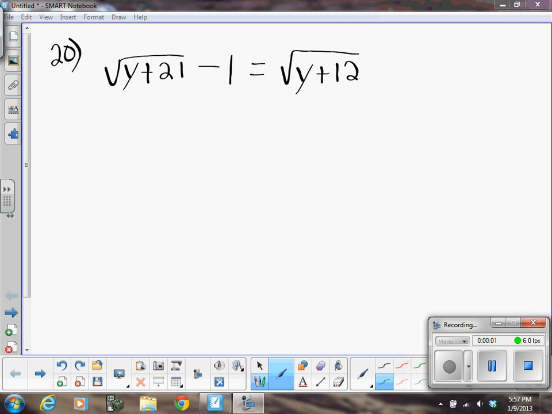This problem comes from page 425, problem number 20. It's where you have a radical on both sides, so you have a square root on both sides of the equation. This is going to take a little bit of work to solve, but if you just go step by step, you should be able to solve it.